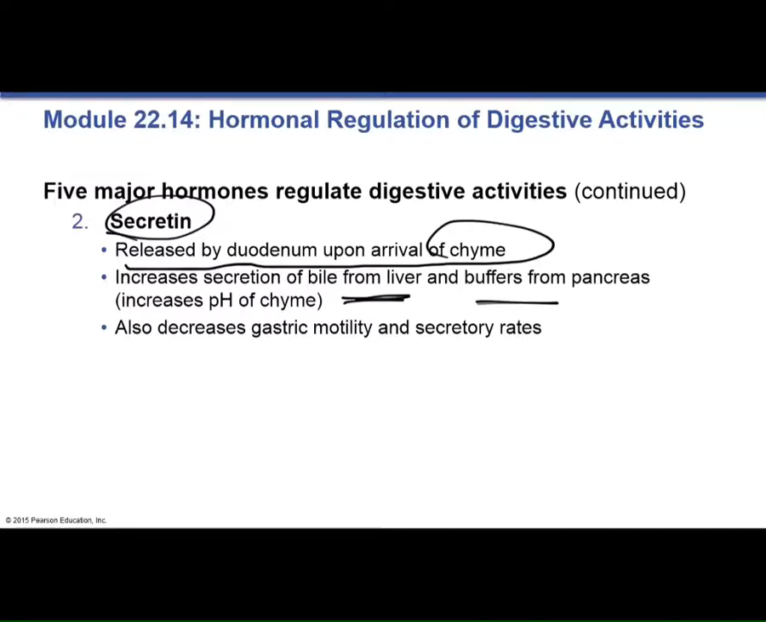So it makes sense that if you just received a bolus of chyme into the duodenum, that low pH is going to activate the release of the neutralizing enzymes from the liver and the pancreas. This is also going to decrease gastric motility and secretory rate. So we're going to see a lot of yin-yang going on here with these hormones.